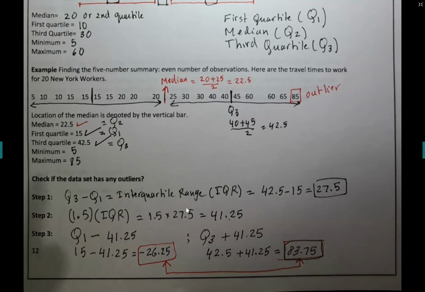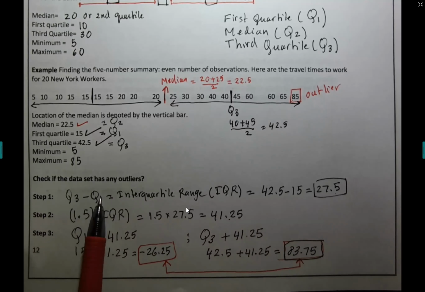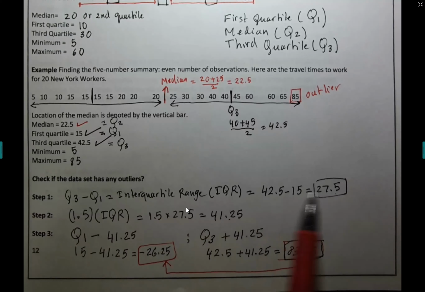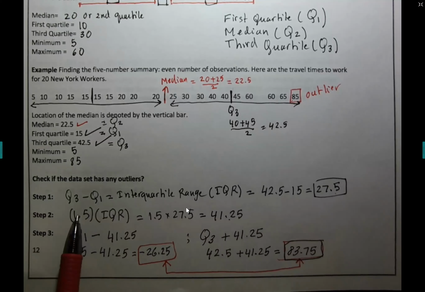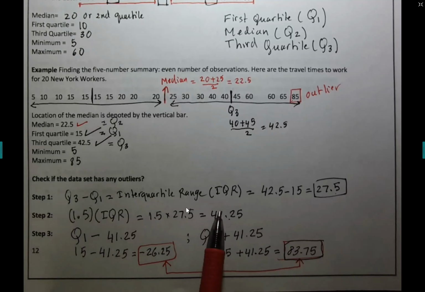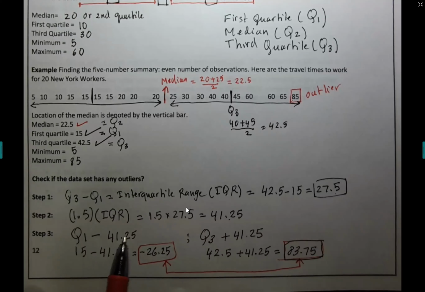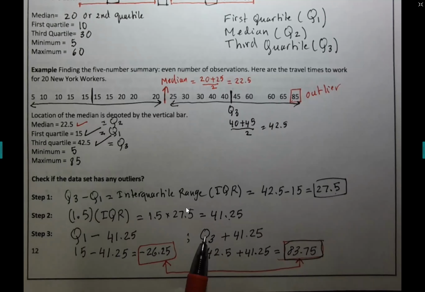So the steps, guys: subtract the two values, Q3 minus Q1, whatever you get, multiply by 1.5, that's what I got. Take Q1 and subtract the value in step 2, take Q3 and add the value in step 2, and then you get two numbers. Any values in the data set that fall within the two numbers, between the two numbers, are not outliers. Any values that fall outside of the range are outliers, and then we got one outlier in here.